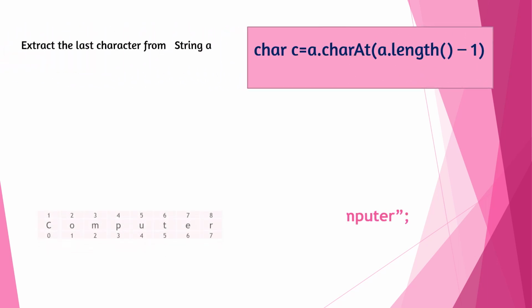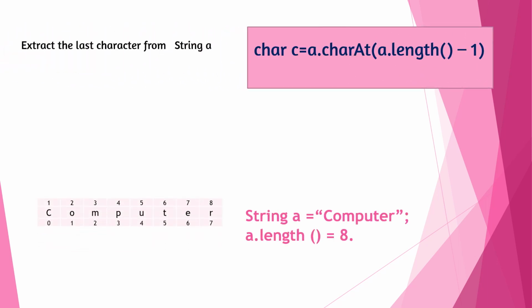Before discussing the answer, we can see the example. The word computer has 8 characters. So length will start from 1. That means if we are saying a.length, the answer will be 8. But other functions start from position number 0. So if you want the last character, it is in position number 7. You can see here, it is in position number 7.